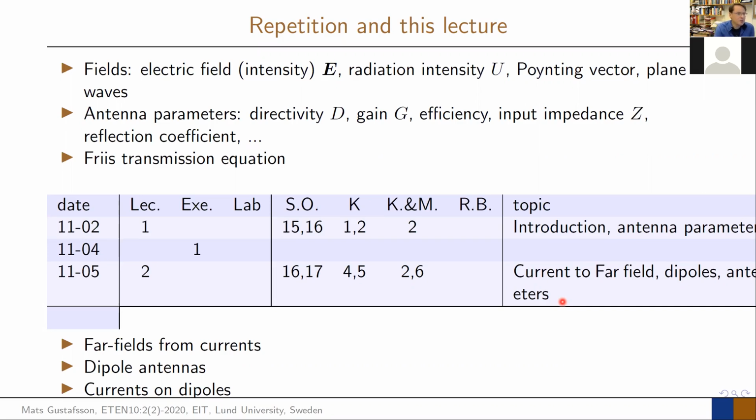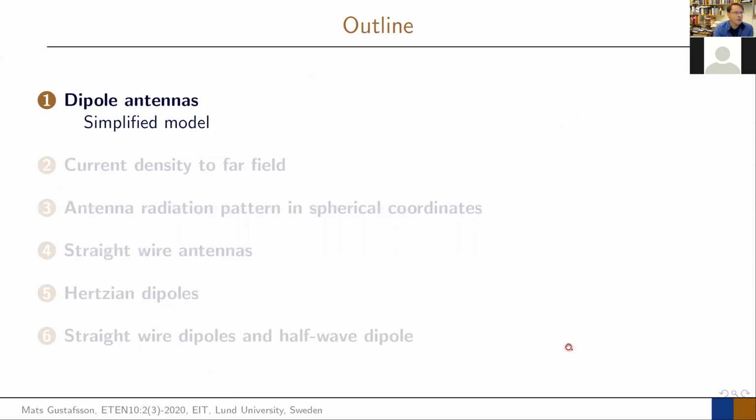And then we will start looking at some antennas. We will look at dipole antennas and typical properties of these dipole antennas, for example, what is the directivity of a dipole, and so on. That's what we will do today.